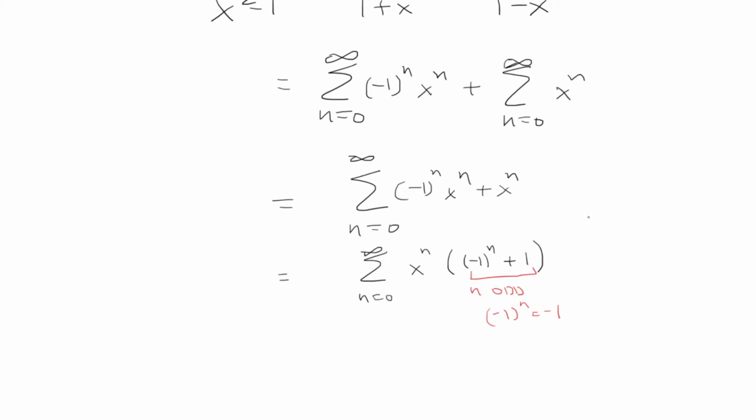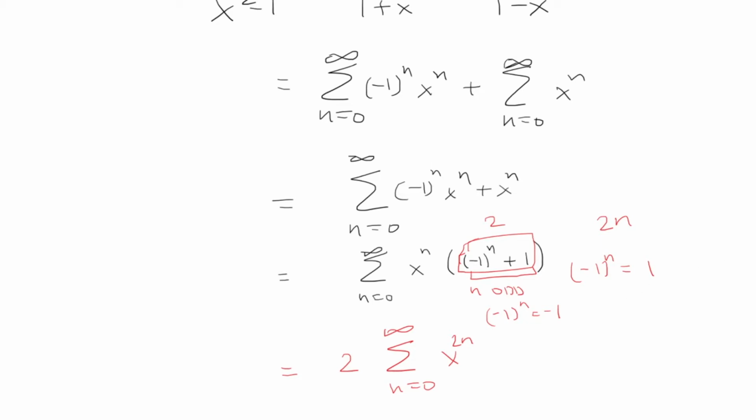The even numbers we can represent as 2n. And when n is even, negative 1 to the n is just 1. So you'll have 1 plus 1, which is 2. So I can rewrite this as 2 in front times the sum from n equals 0 to infinity. And we're only interested in the even terms, so that would be x to the 2n.